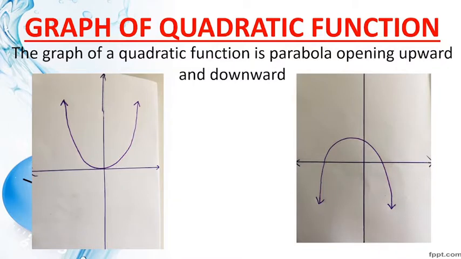While in terms of graph, the graph of a quadratic function is a parabola. It's either opening upwards or downwards. So it's a smooth curve that opens downward and upwards. It's not to the left or to the right, but only upwards and downwards.